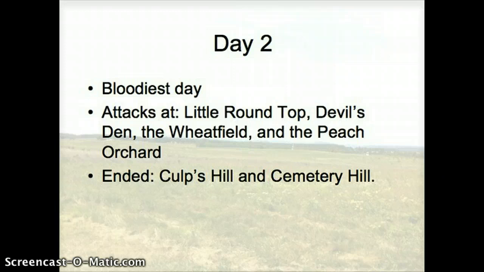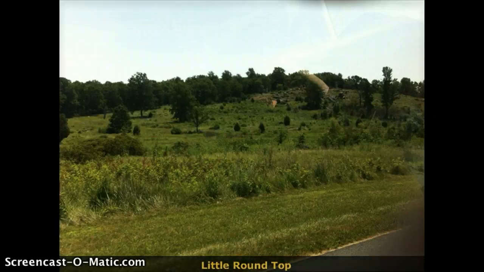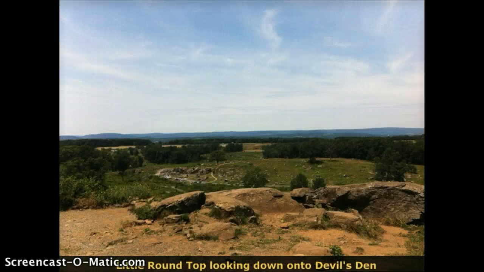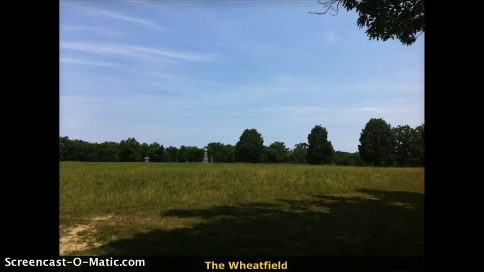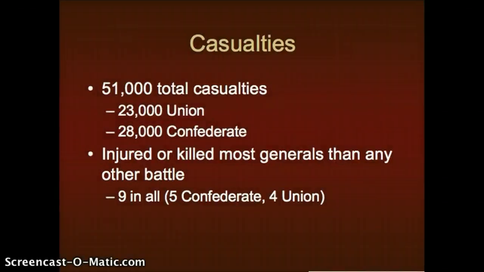Day 2 was most of the fighting. Here's some pictures. We got Little Round Top. This is me on Little Round Top looking down towards Devil's Den. Here's the wheat field. We got day 3, the end of the battle, and it ends with a Union victory.